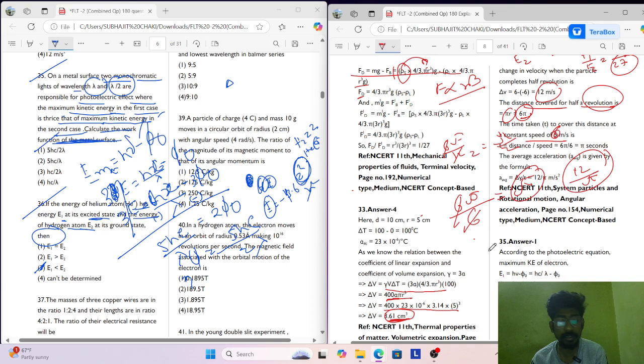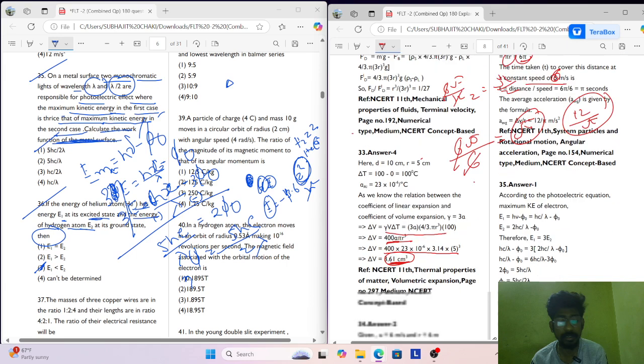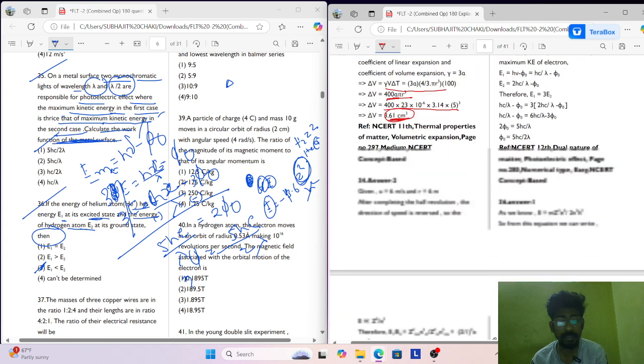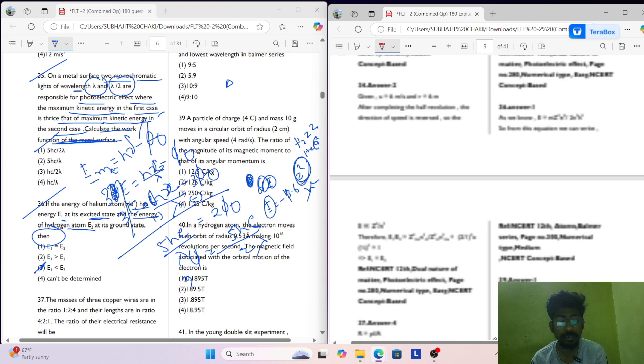The mass ratio of the copper wires is in the ratio of 1 to 2 to 4, and their length ratio is 4 to 2 to 1.